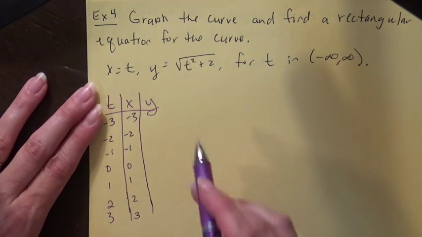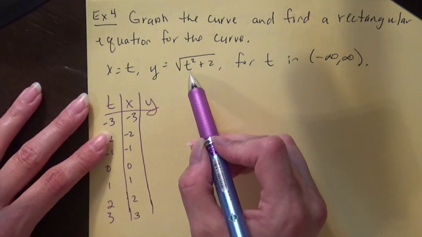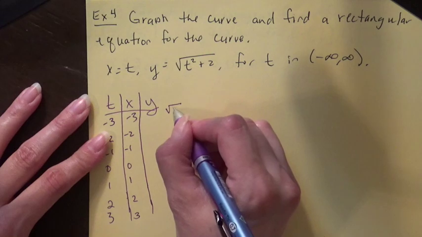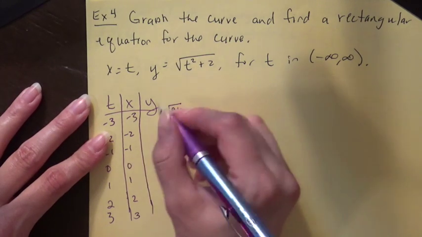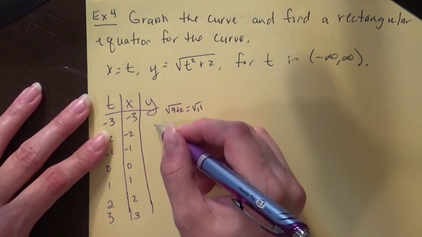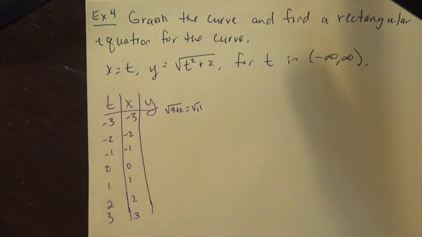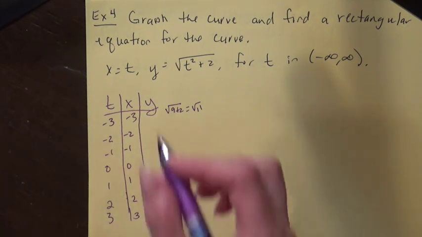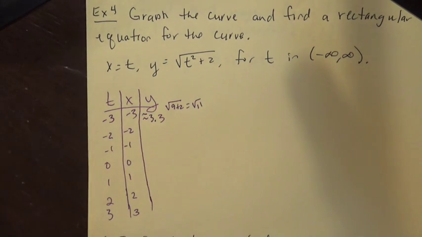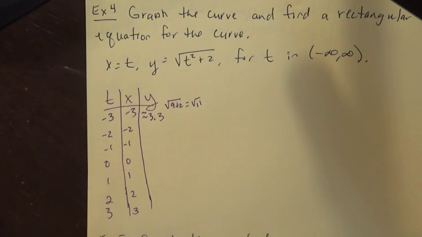Okay, y values. If I put -3 in for t, that gives me square root of 9 plus 2, so square root of 11. I'm going to put in decimals since I'm going to be graphing this. The decimals will be a little bit more helpful for me in terms of finding it on my graph. So I have the square root of 11. That's approximately 3.3. I don't know if that's showing up very well. I'm going to try to zoom in a little bit.